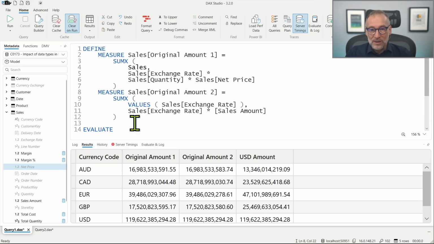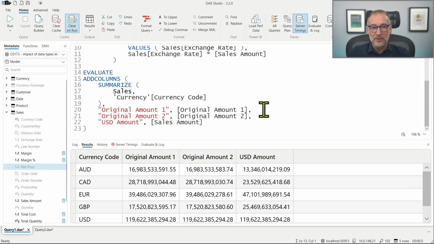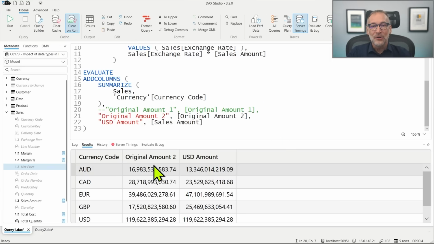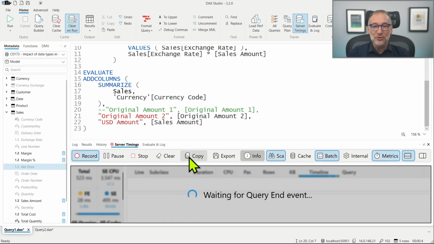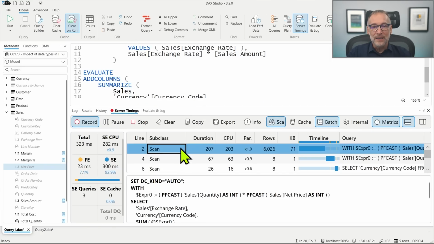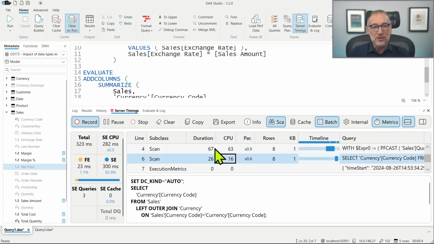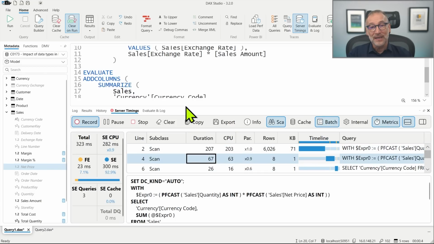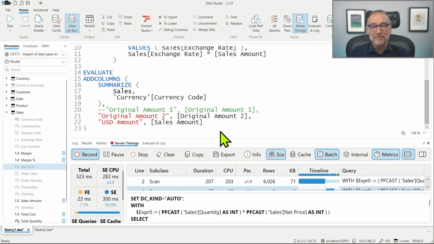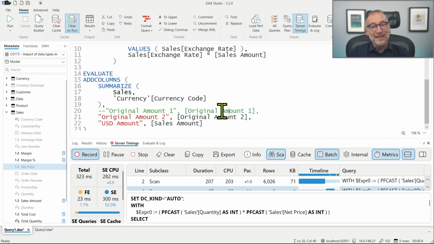However, performance-wise, we already analyzed: Original Amount Sales 2 no longer requires a callback. It just executes everything in the storage engine. So it is faster and it produces a different number. The interesting question is, it produces a different number, but at the same time, the number is wrong.